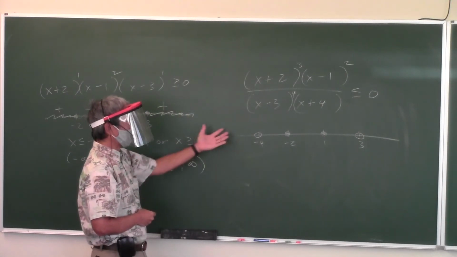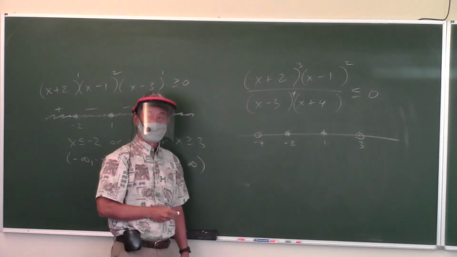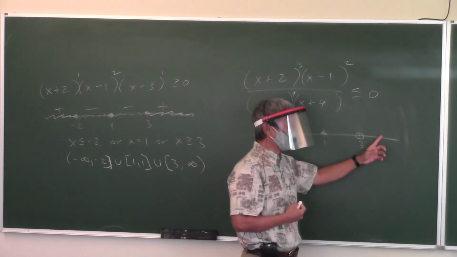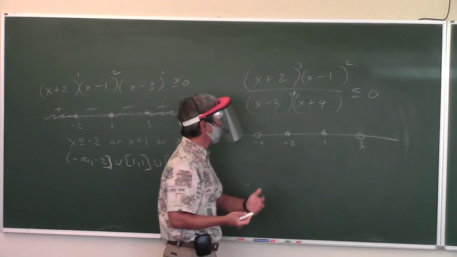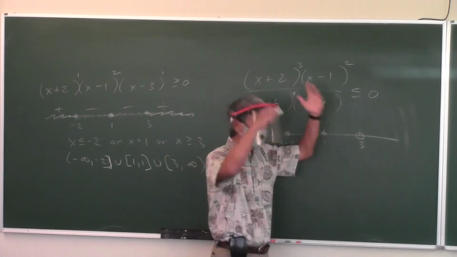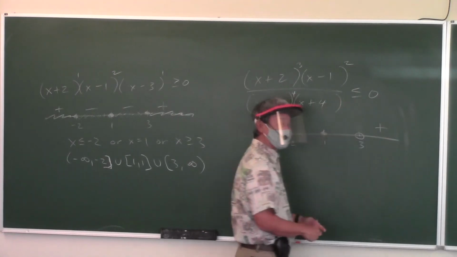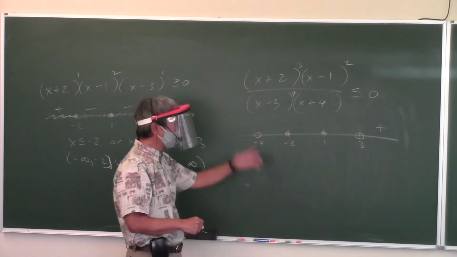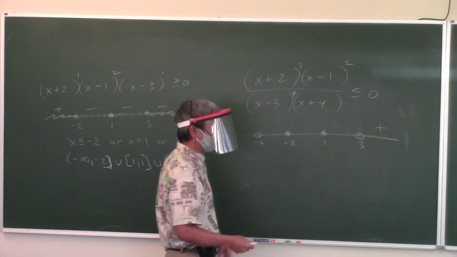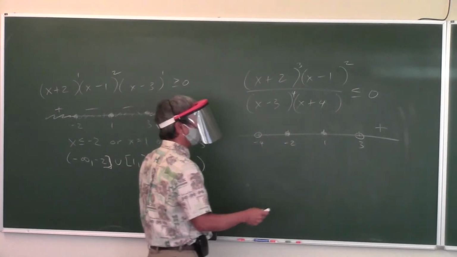Okay, now there are 5 regions. Which region do you want to start at? It's up to you, but I always start here, because think of a number bigger than 3, like 4. Positive, positive, positive, positive. Everything's positive. That's why I like that one. But it's up to you. Some people like to do the one with 0. Whatever, it doesn't matter. Okay, now it's easy.